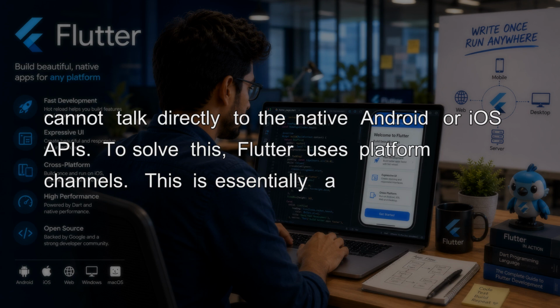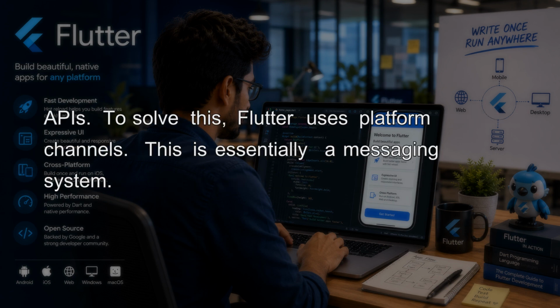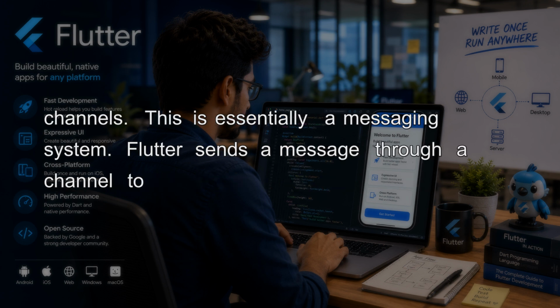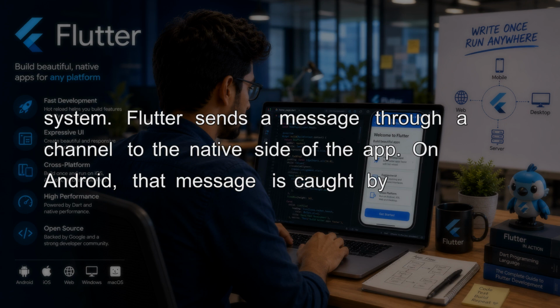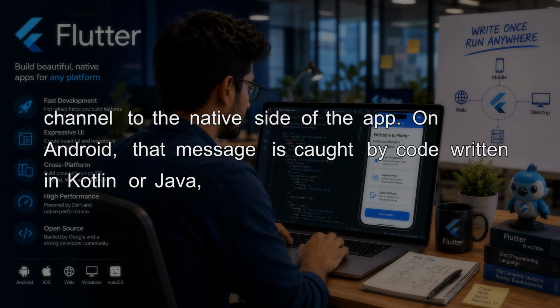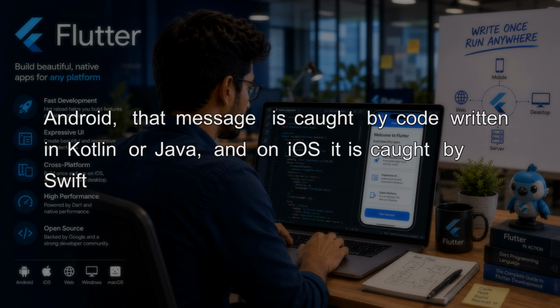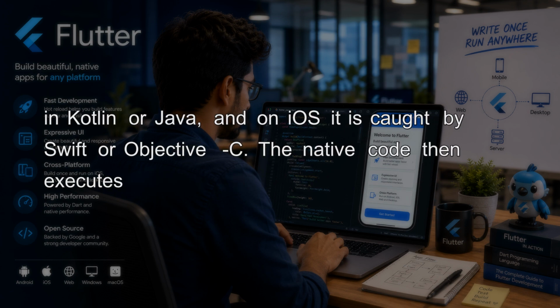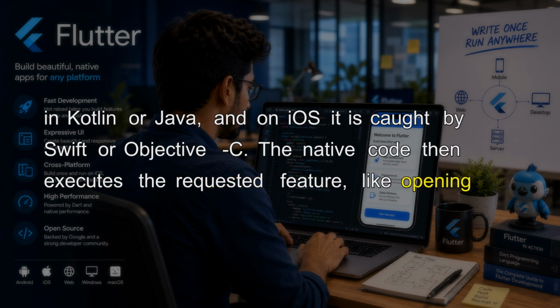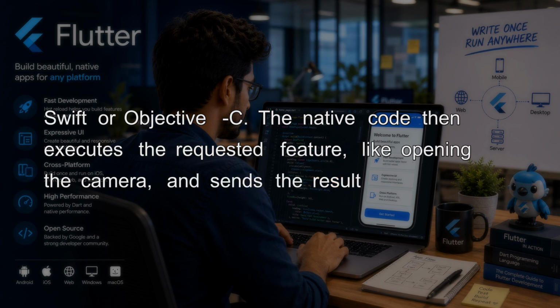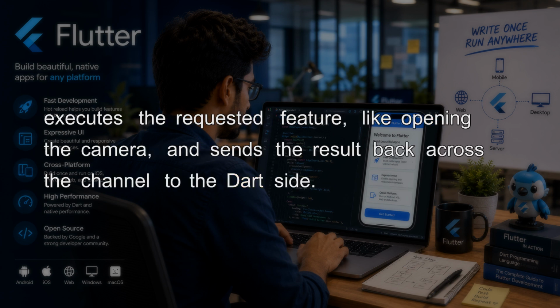This is essentially a messaging system. Flutter sends a message through a channel to the native side of the app. On Android, that message is caught by code written in Kotlin or Java, and on iOS, it is caught by Swift or Objective-C. The native code then executes the requested feature, like opening the camera, and sends the result back across the channel to the Dart side.